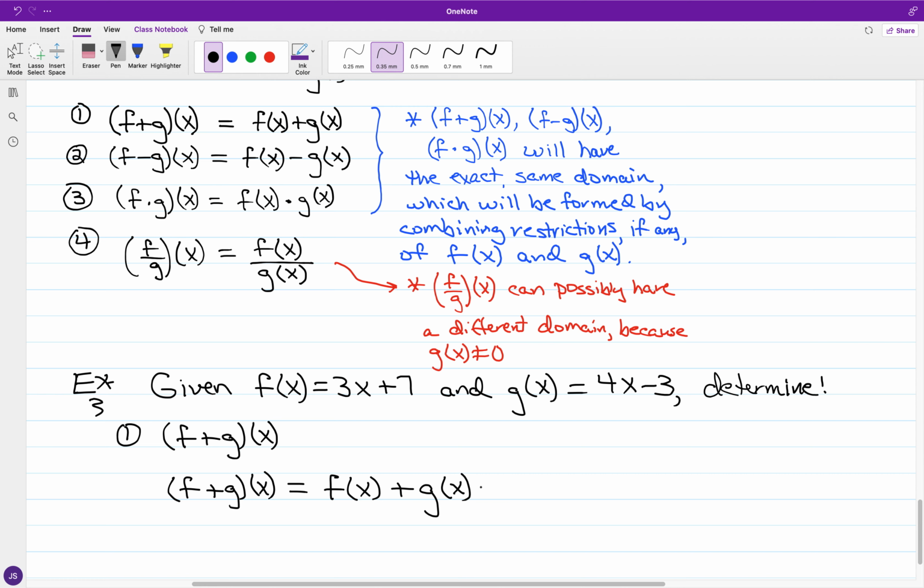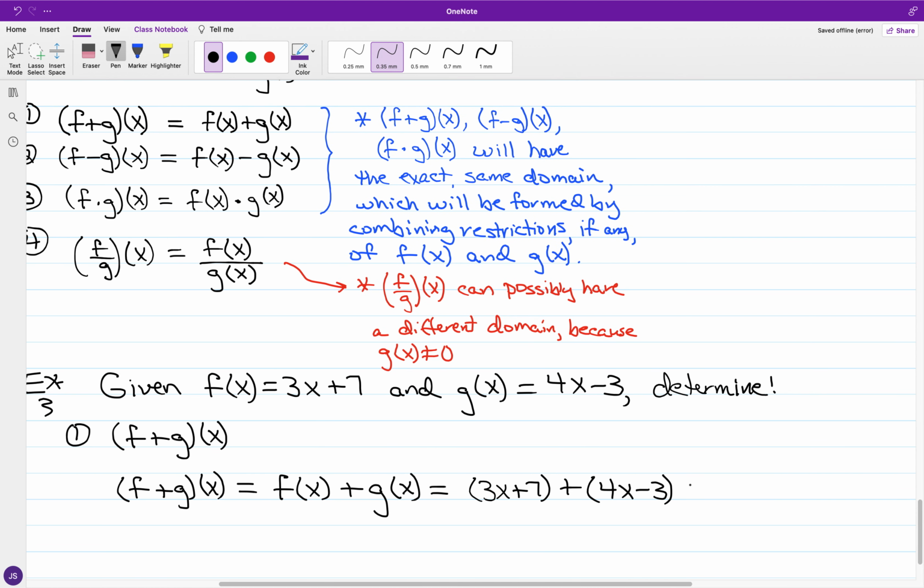So for f of x, what is f of x? Well, f of x is 3x plus 7. And g of x is 4x minus 3. And I'm just using parentheses to separate the f of x from the g of x. And just looking at removing parentheses, by then you can get to the final result. So there are going to be no sign changes.